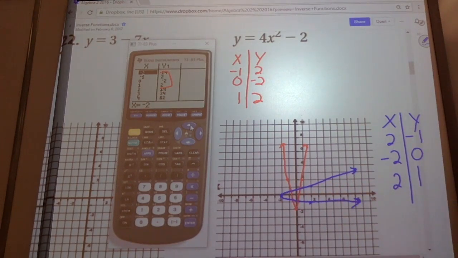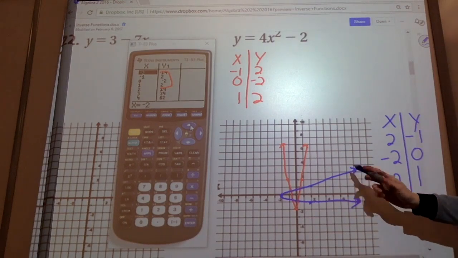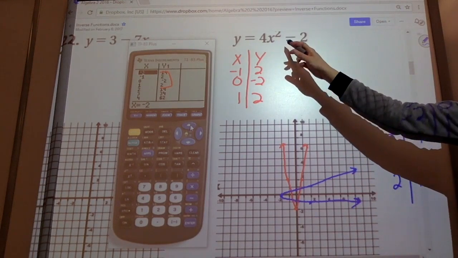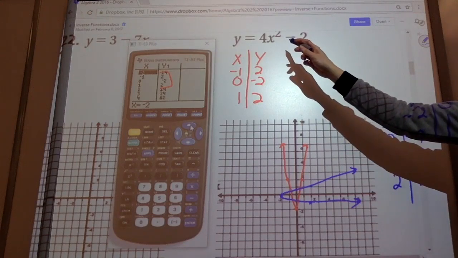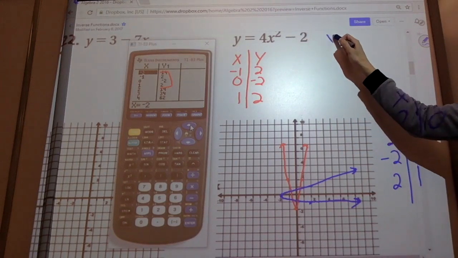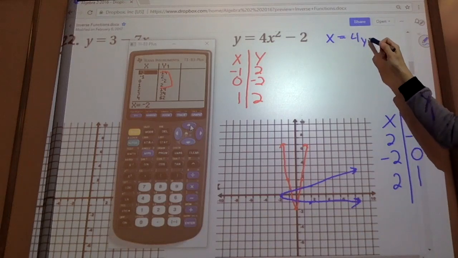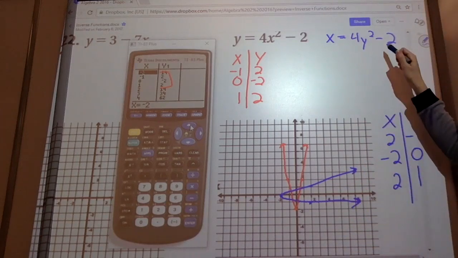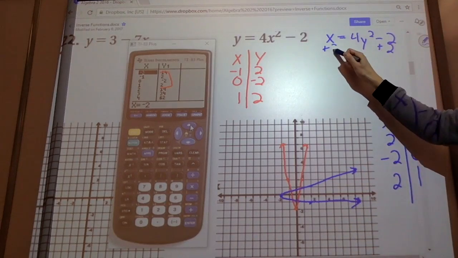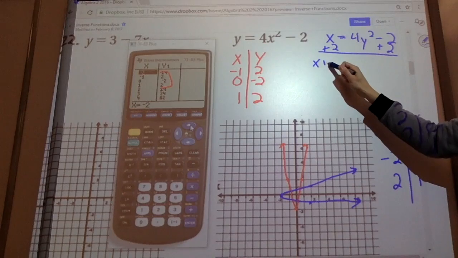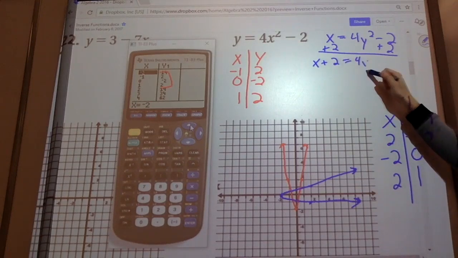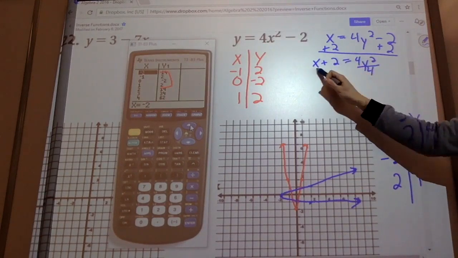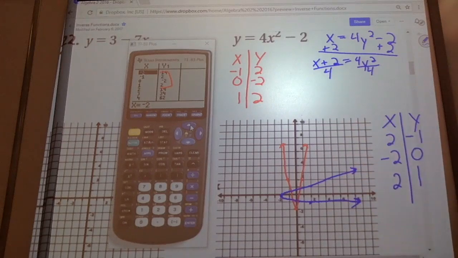However, I do want you to write the inverse. So even though you have it graphed, I do want you to still go up here and write the inverse. So let's switch my x's and y's. Solve for y. So we're going to what? Add 2. So x plus 2 equals 4y squared. Divide by 4. And then what?